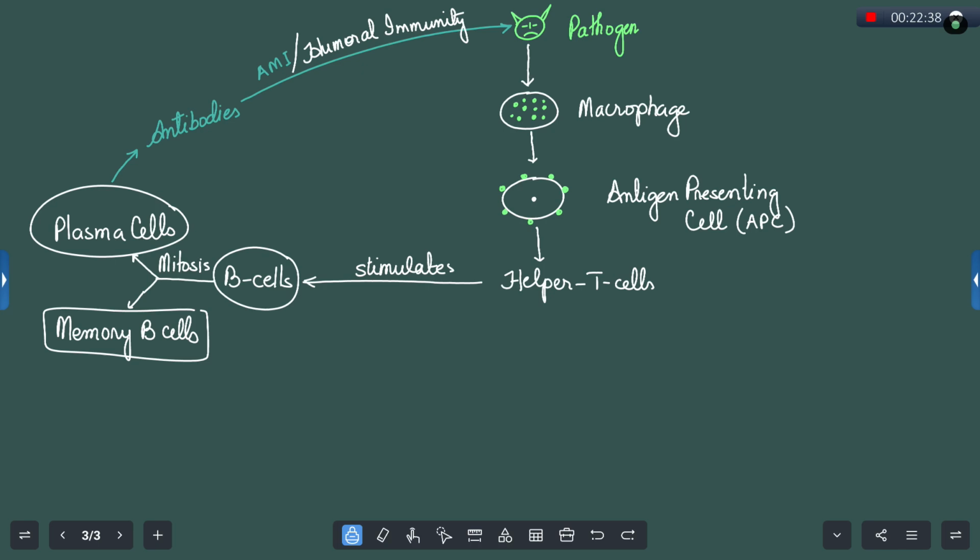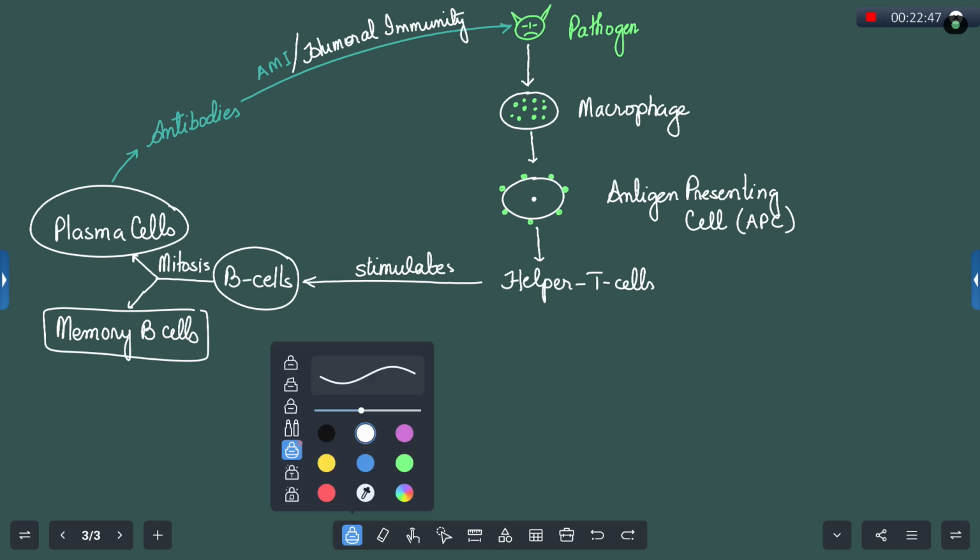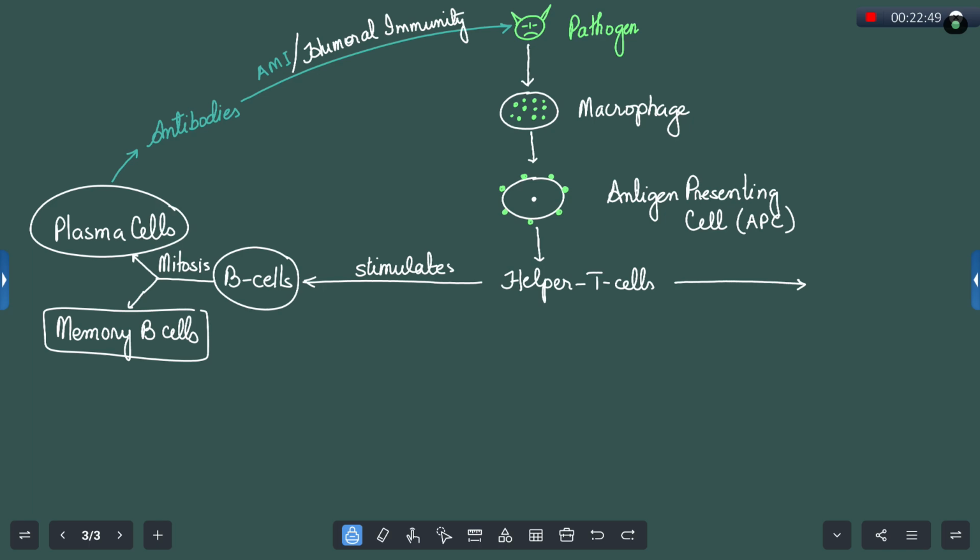Now, T cells. Some of the helper T cells they change themselves into, they stimulate the production of cytotoxic T cells. Killer T cells. Cytotoxic T cells.